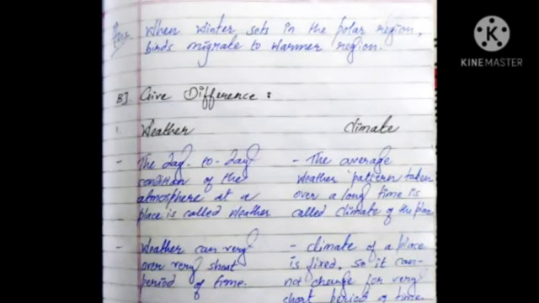Now talking about give differences, and the first one is weather and climate. First point, in weather, the day-to-day condition of the atmosphere at a place is called weather. In climate, the average weather pattern taken over a long time is called the climate of the place. Second point, weather can vary over a very short period of time. Climate of a place is fixed, so it cannot change for a very short period of time.